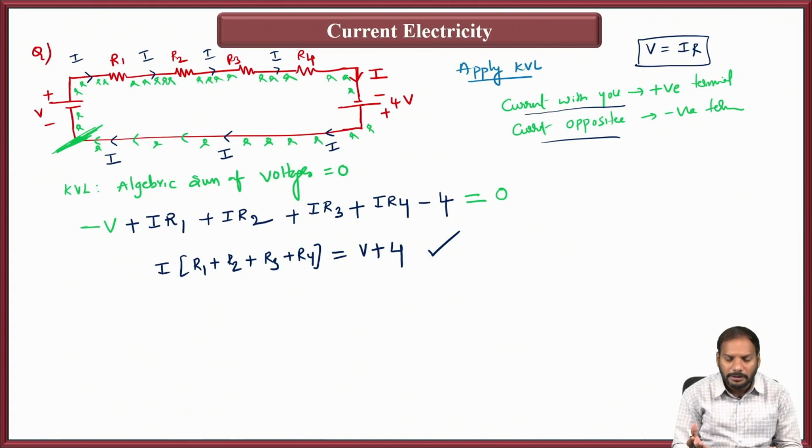There is nothing to find here because many variables are unknown. V is unknown, R1, R2, R3, R4 are unknown, and the current I is also unknown. So there is nothing to calculate. You just need to apply what the question asks. The question is just to apply KVL. So I have applied KVL for the simple problem. I'll go ahead to the next problem.